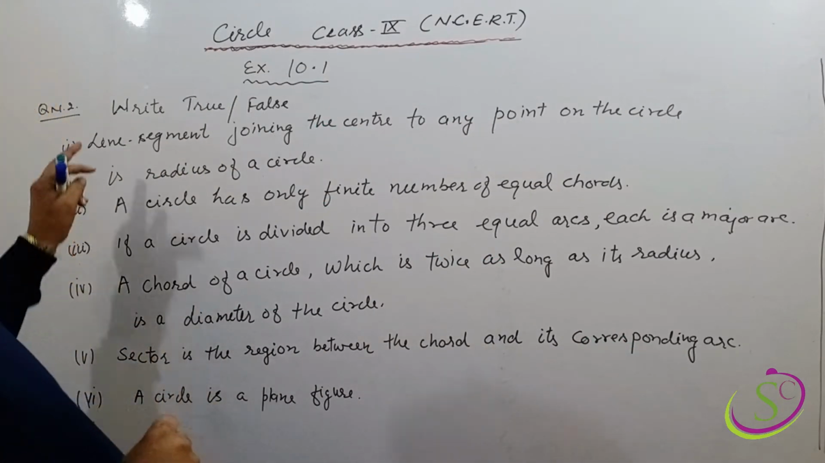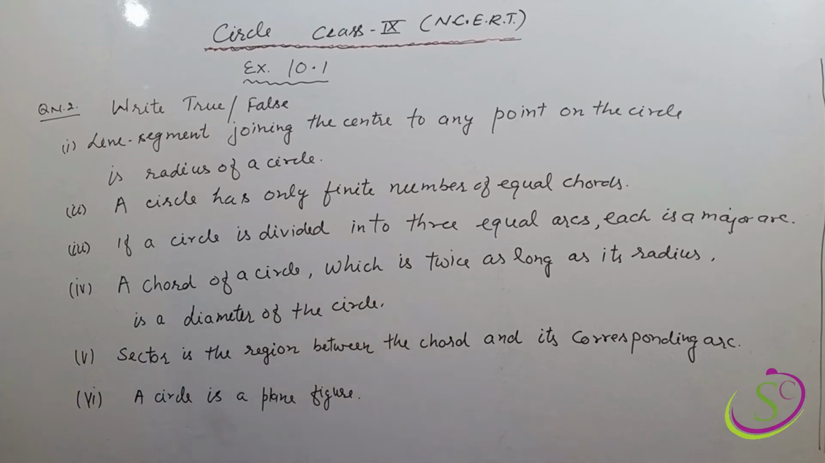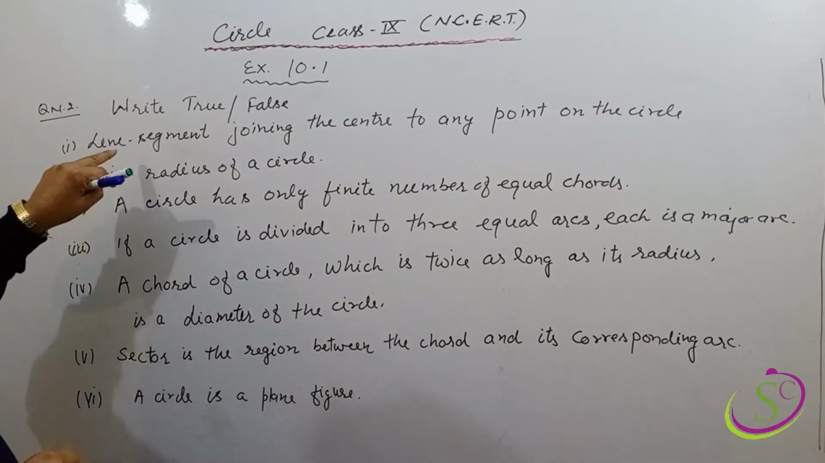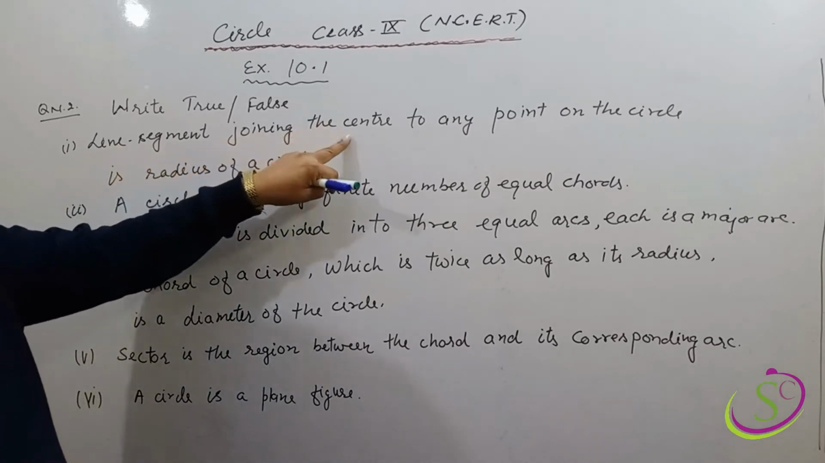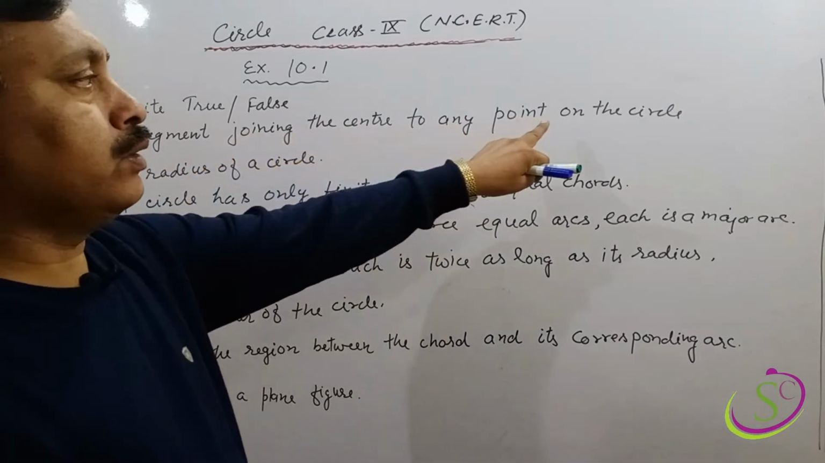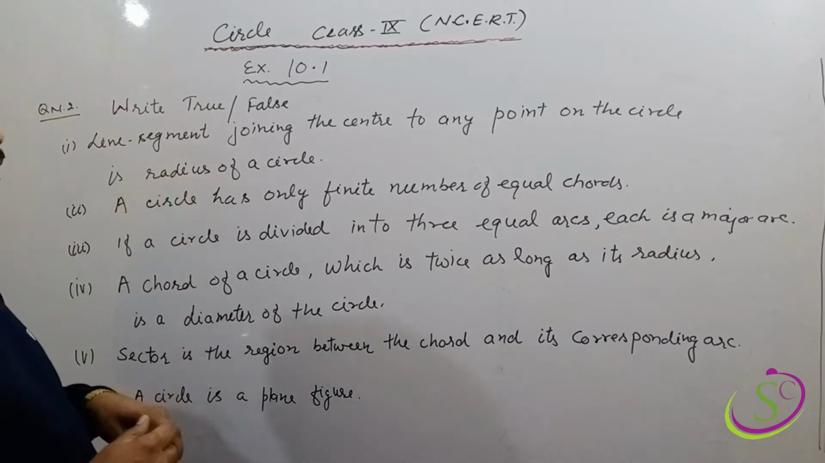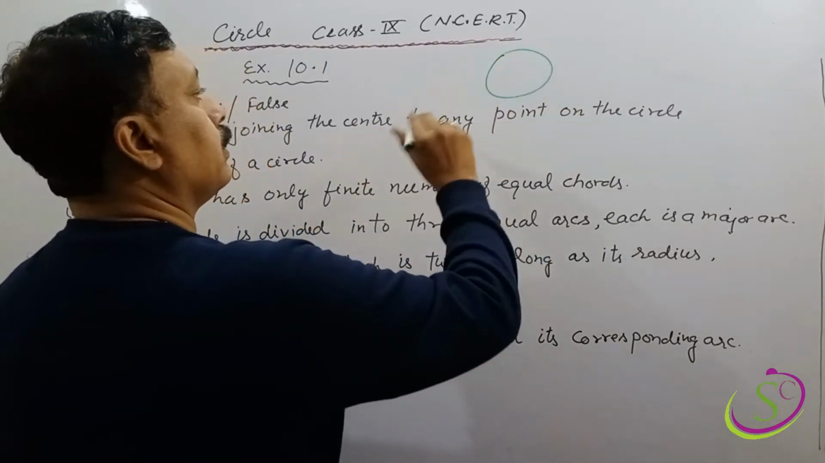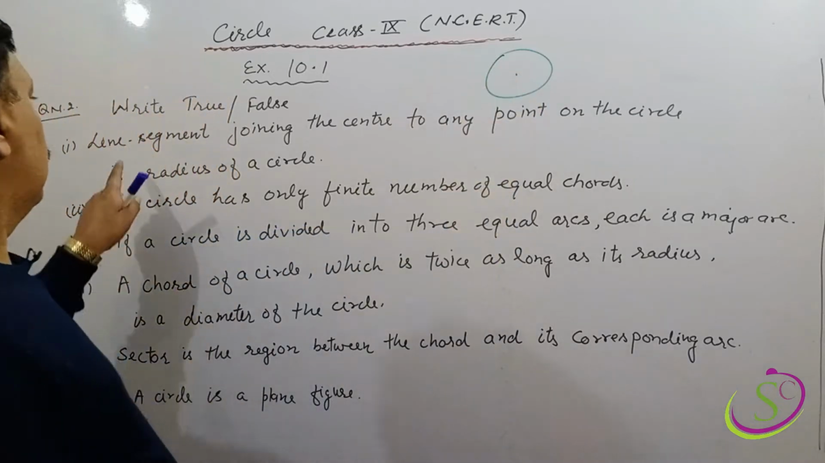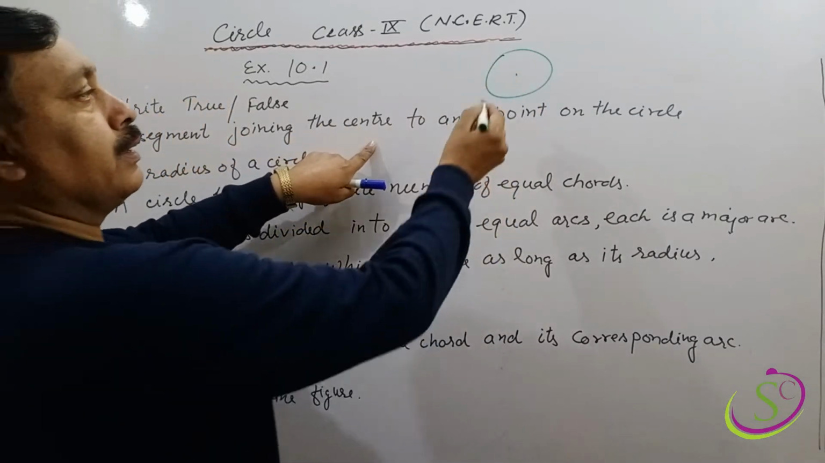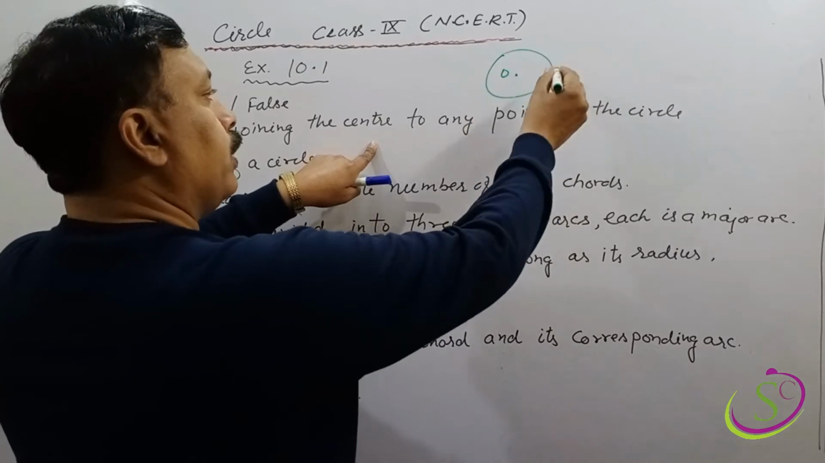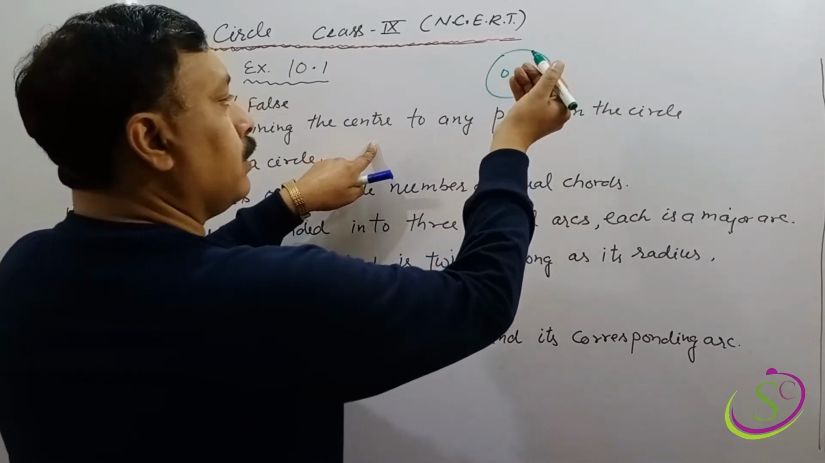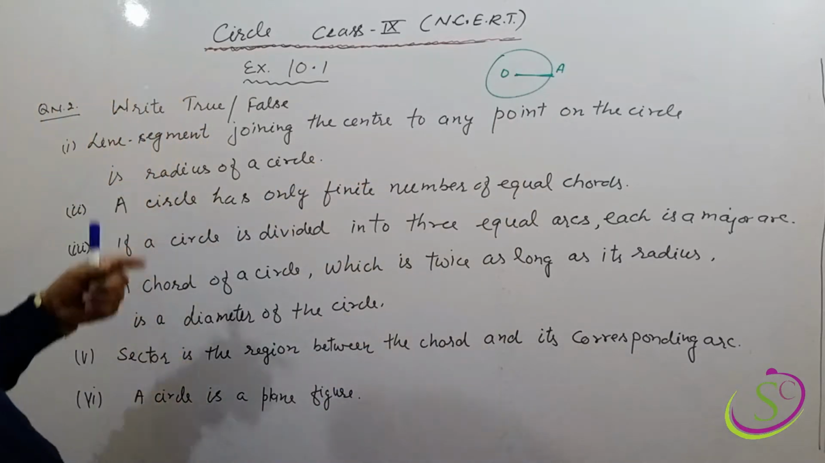Yes, question number 2, that is true false. The first statement is: a line segment joining the center to any point on the circle is a radius of the circle. Just draw the diagram. Yes, it is a circle. Line segment joining the center. The center is this and the point on the circle is this. So line segment OA is the radius. Yes, it is true.